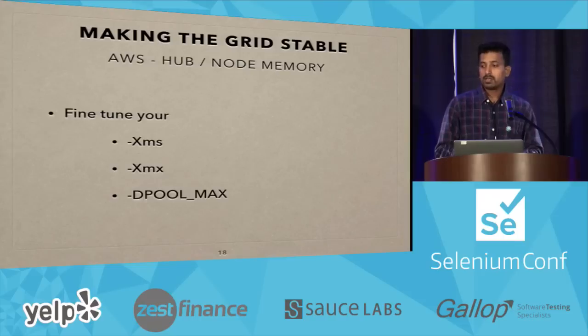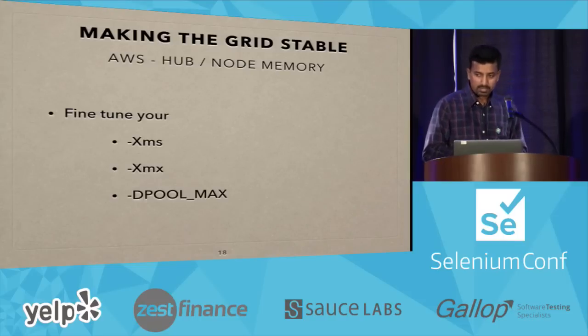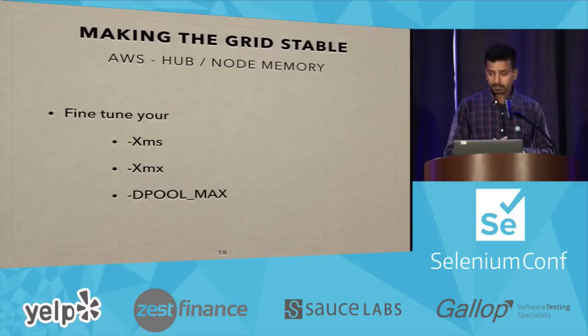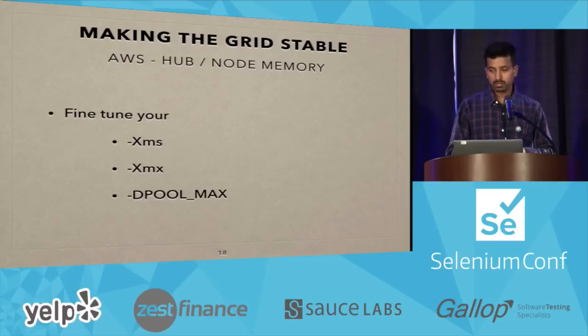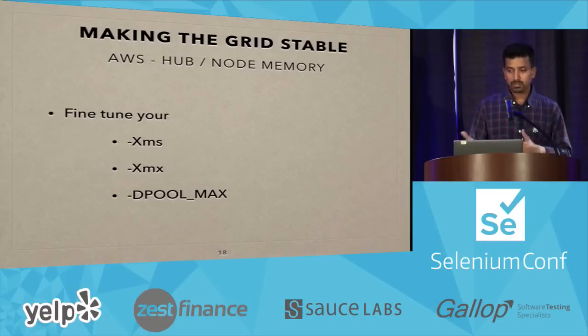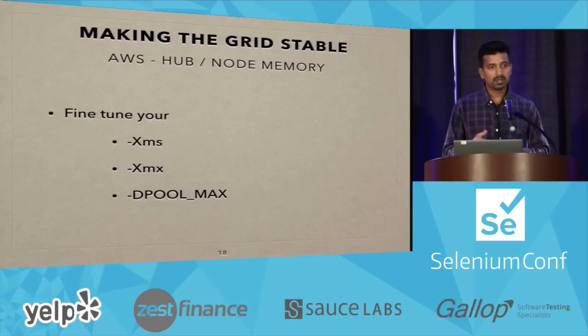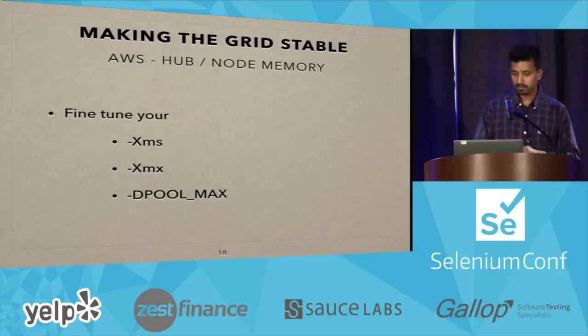Another important thing for making the grid stable is your Java settings, the Xms and Xmx, and also the pool max. If you use more nodes, make sure that you set those. You can pass that to Jenkins in the static setup, or you can pass it as a command line argument for the Selenium Grid Scaler plugin.